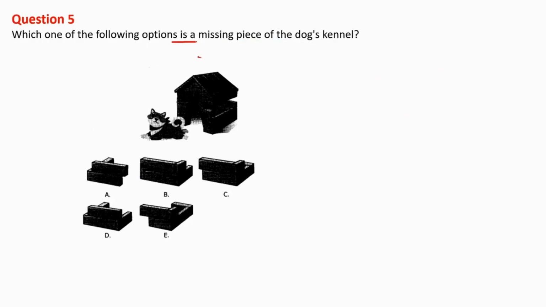Next, which one of the following options is a missing piece of the dog's kennel? Over here, the dog's kennel is missing a piece. Over here, this portion. The roof is on the top, whereas this portion is missing. You'll have to insert two pieces over here, and here should be a block, right? So over here in option A, you have only one inserting piece. B also same thing, you have one inserting piece. C also same. E also, one side is only being inserted. D, does it match? Two sides to be inserted and one missing block. Yes, so that's our answer.